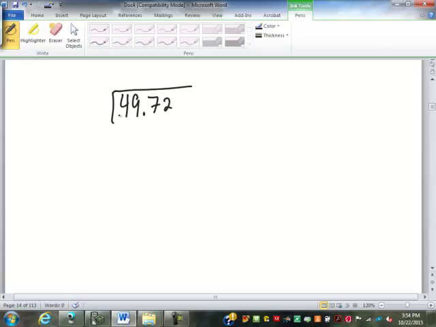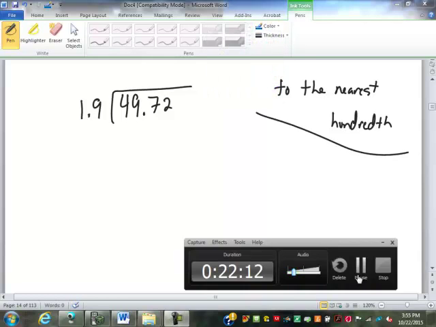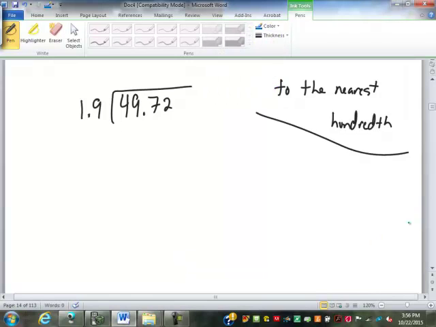Let's do 49.72 divided by 1.9. Let's say I want it to the nearest hundredth. In your notes, calculate that out for me quick, just to make sure you're on the right track.